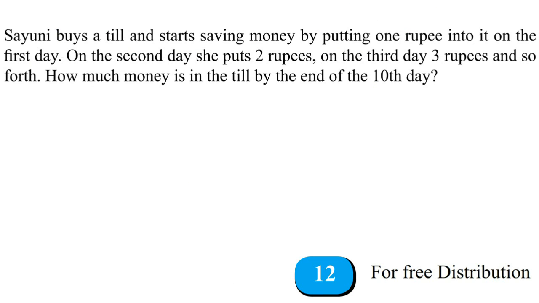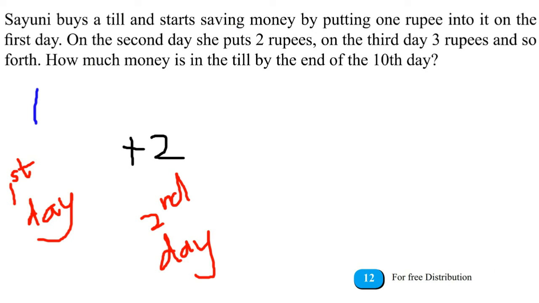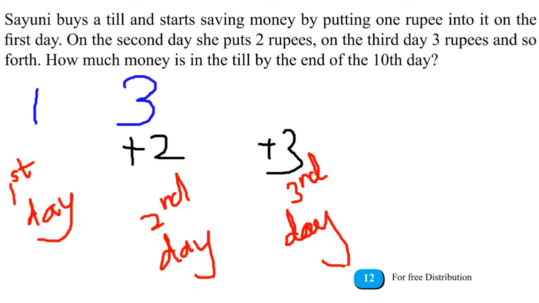Sayuni buys a till and starts saving money by putting 1 rupee into it on the first day. On the second day she puts 2 rupees. So what's the total amount in the till on the second day? 3 rupees. On the third day she puts 3 rupees. So what's the total amount in the till on the third day? And so forth, she continued saving like this.